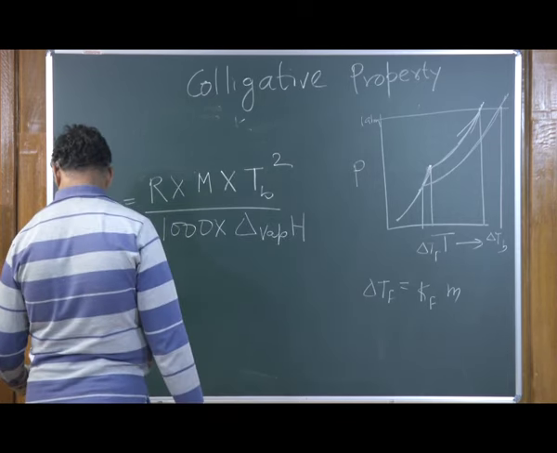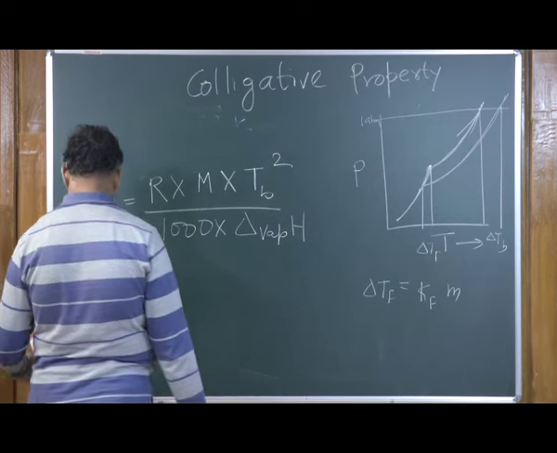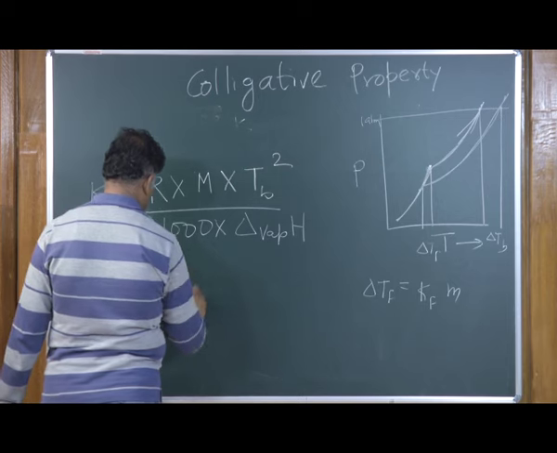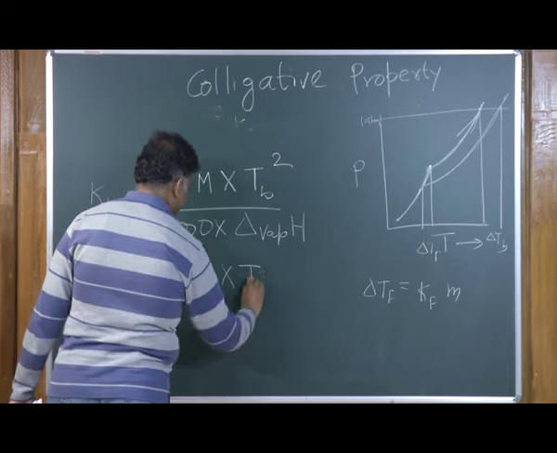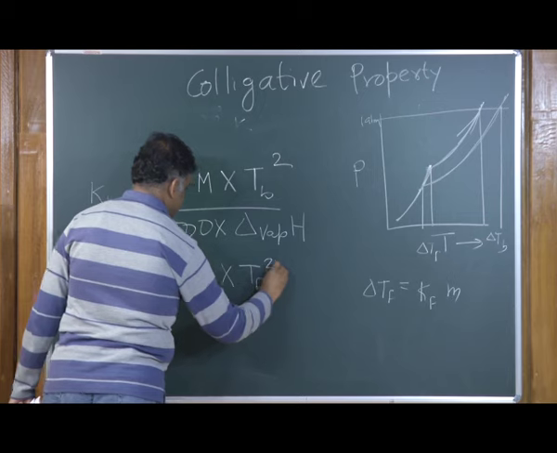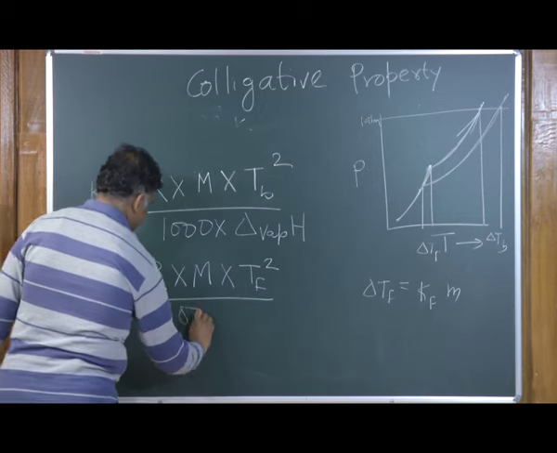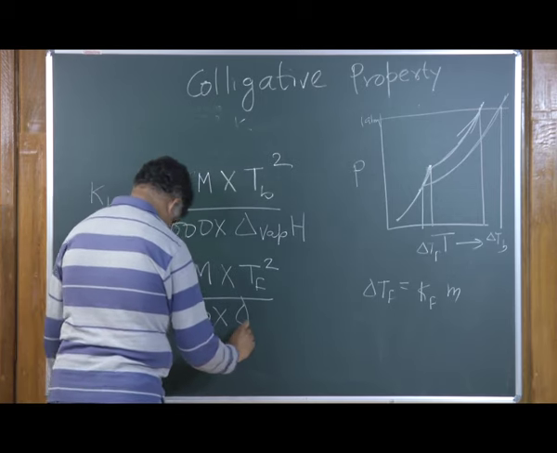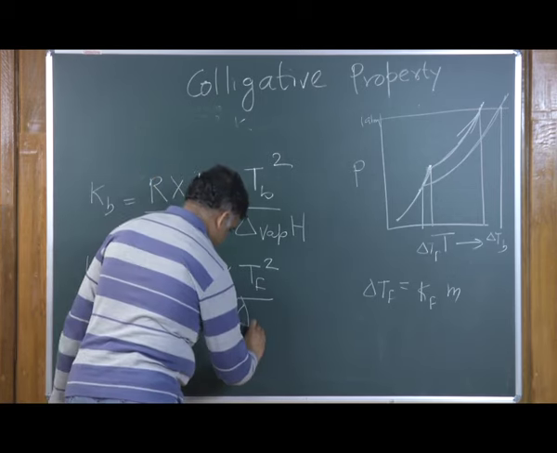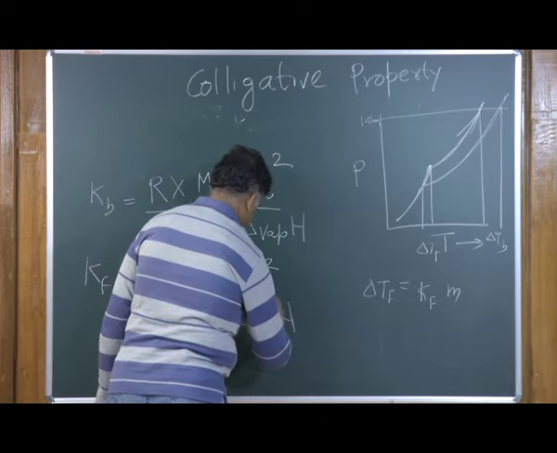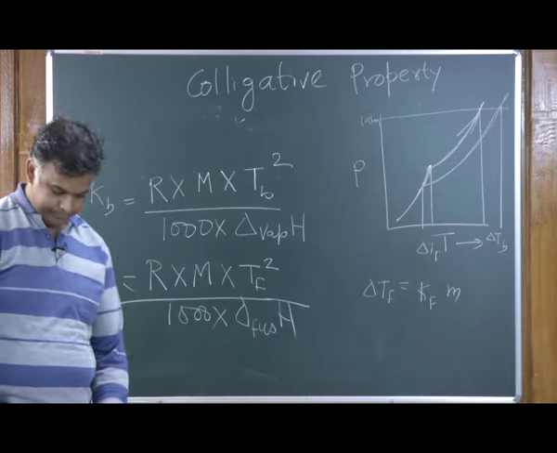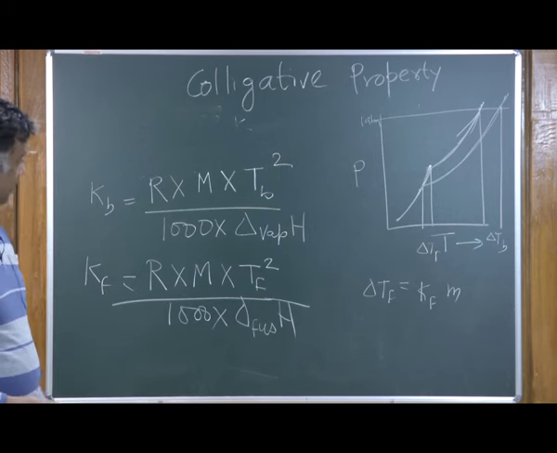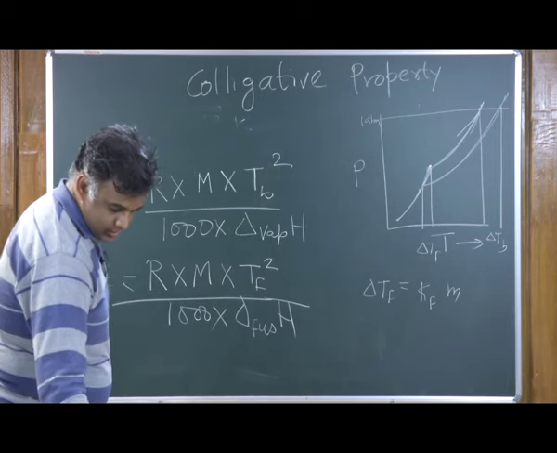And the same way I can write K f as R into molar mass of solvent multiplied by freezing point square divided by 1000 into delta enthalpy of fusion. Okay, let's do some exercise based on this concept.